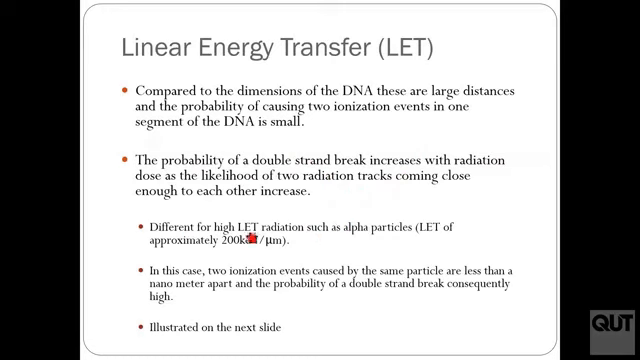But there's different energy for high LET radiations, like alpha particles, which have a LET of around 200 keV per micron. In this case, 2 ionisation events can be caused by the same particle less than a nanometre apart, and I'll explain this on the next slide.